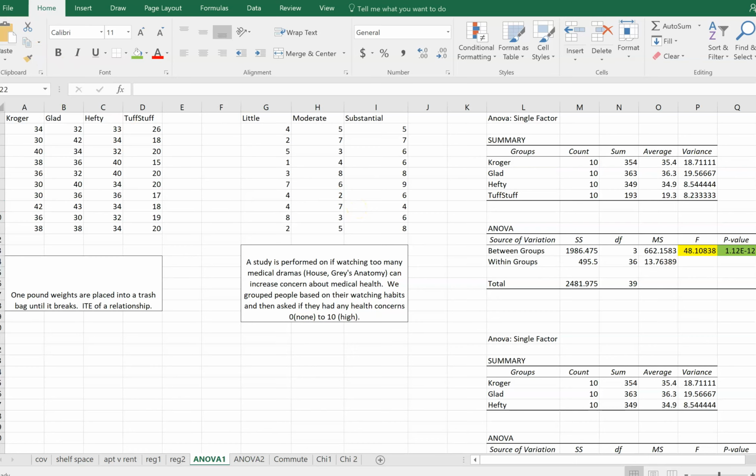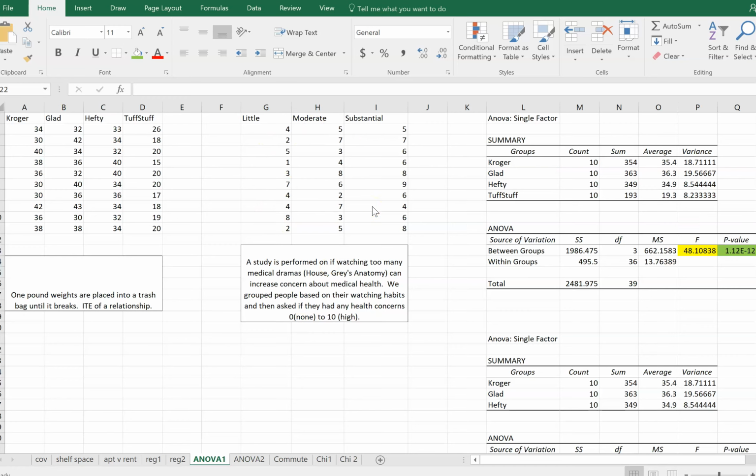All right, we're back after my quick pause. So what do we got here? A study is performed on whether watching too many medical dramas can increase concern about medical health. So we group people based on their watching habits: little, moderate, and substantial amounts of medical dramas. And then we asked if they had any health concerns, and this is what these people reported. So notice there are 10 people in each category, randomly placed. So we've got the random condition.